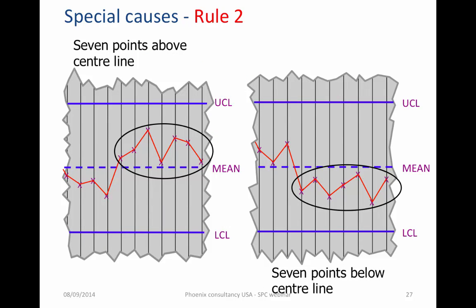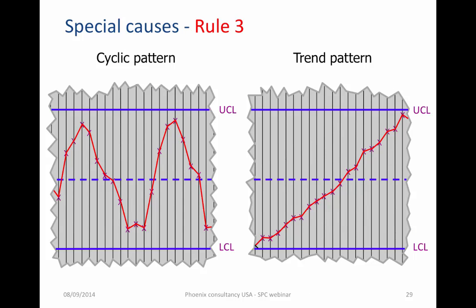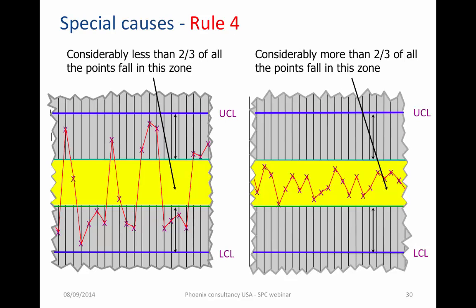The second rule is that seven points above or below the centre line, that's the mean, are likely to indicate special cause variation occurring within the process. Rule 3 is the presence of a cyclical pattern or a trend pattern within the data, and this again usually indicates something extrinsic to the process influencing it. Rule 4 may be less obvious to spot. This is when less than two-thirds of all the points fall inside a zone marked by 1 sigma, 1 standard deviation either side of the mean, or more than two-thirds of all the points fall into this zone.